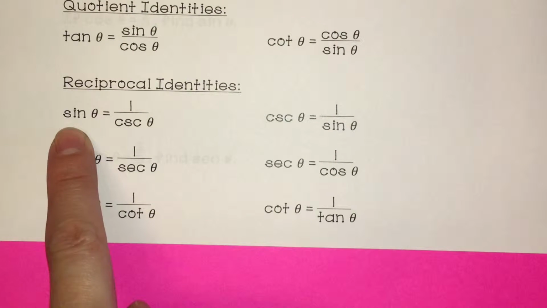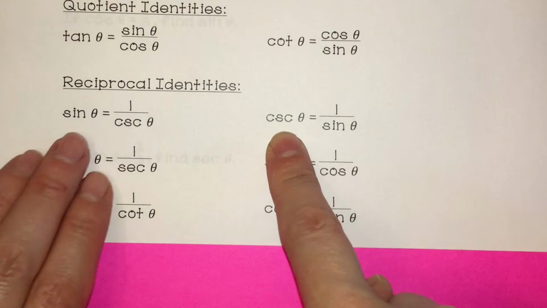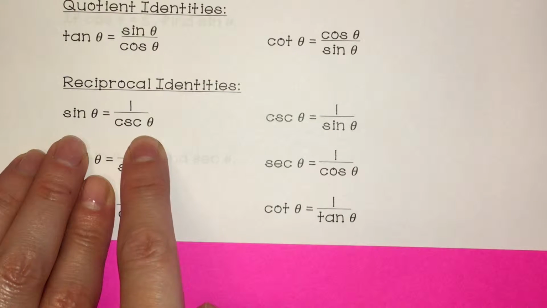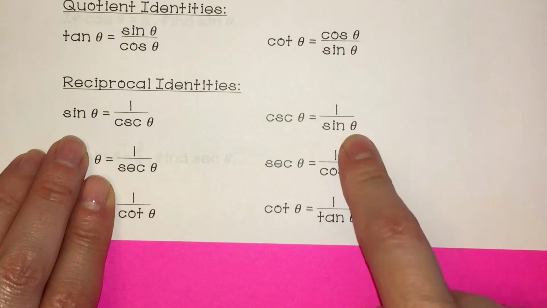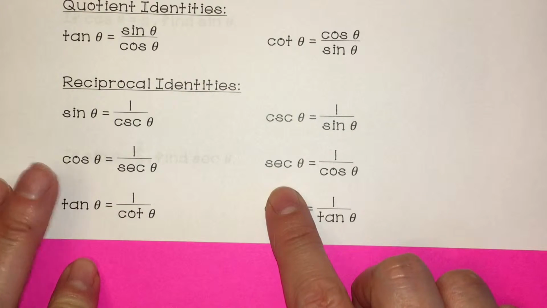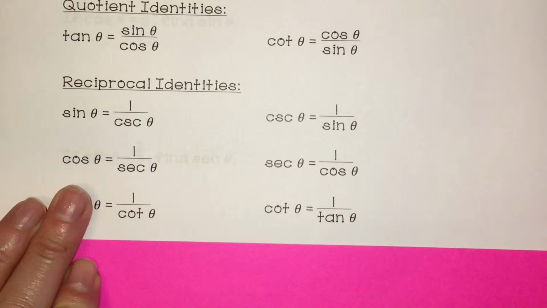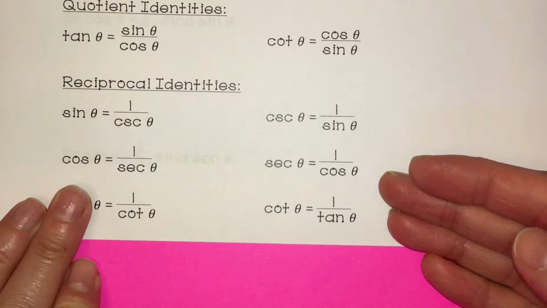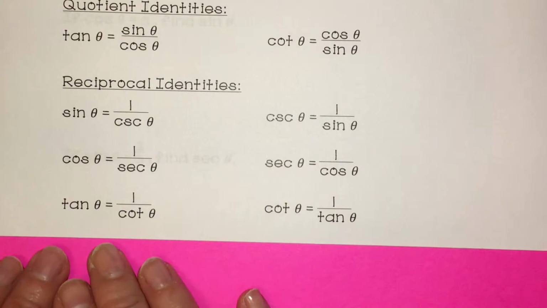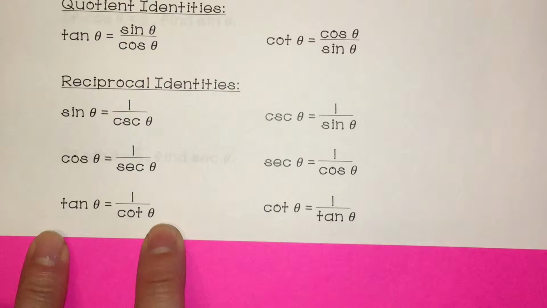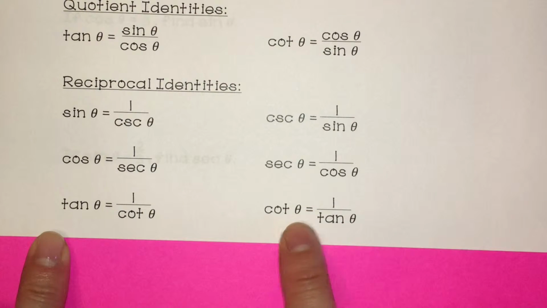All right, reciprocal identities. Sine and cosecant are reciprocals. So sine theta equals 1 over cosecant theta, and cosecant theta equals 1 over sine theta. Same thing with cosine and secant. Cosine theta equals 1 over secant theta, so secant theta equals 1 over cosine theta. Then we have the same thing with tangent and cotangent. Tangent theta equals 1 over cotangent theta, and cotangent theta equals 1 over tangent theta.